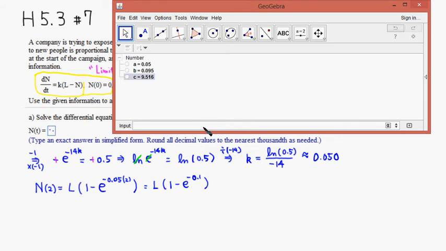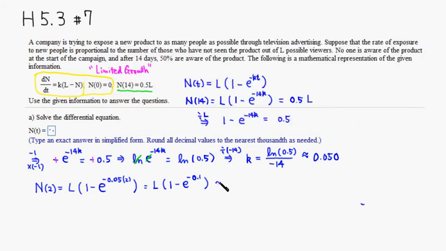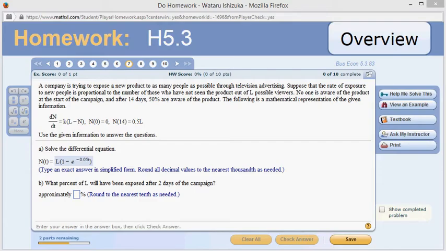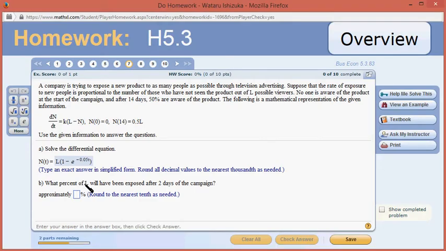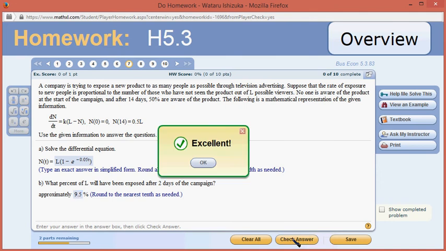So let's type it in. This is going to be about 0.095. So it's about 9.5%. So this is 9.5%. Let's type it in. So we have 9.5. Check the answer. So we got that.